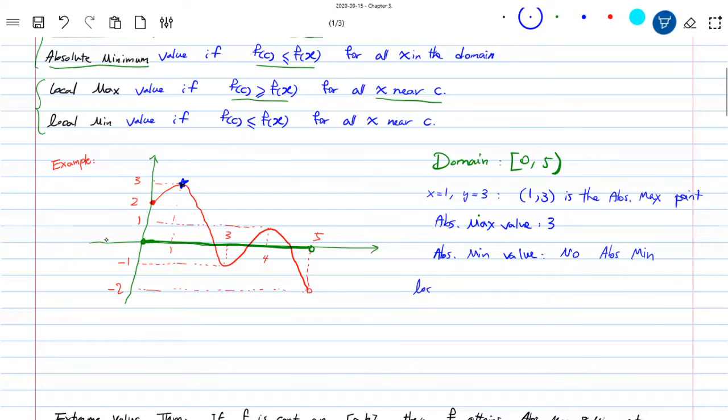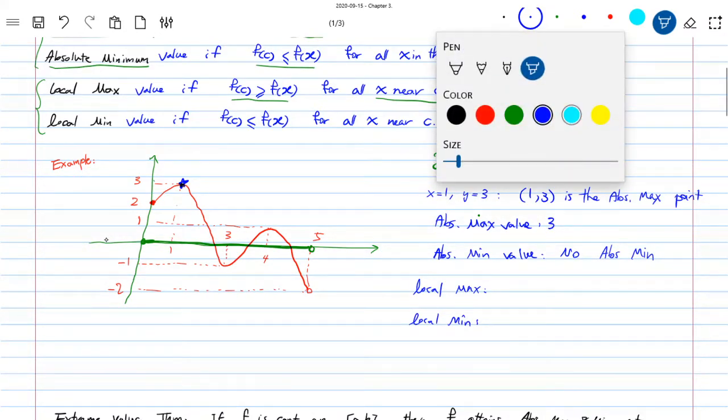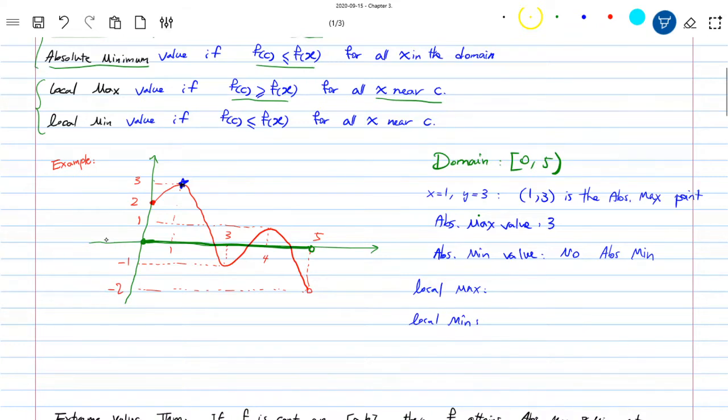How about local max and local min? I'm going to write points for these so we see the coordinates. Okay, let's look at the maximum points. Turns out the star has the highest y value among all the y values in this neighborhood. That star is a local maximum.